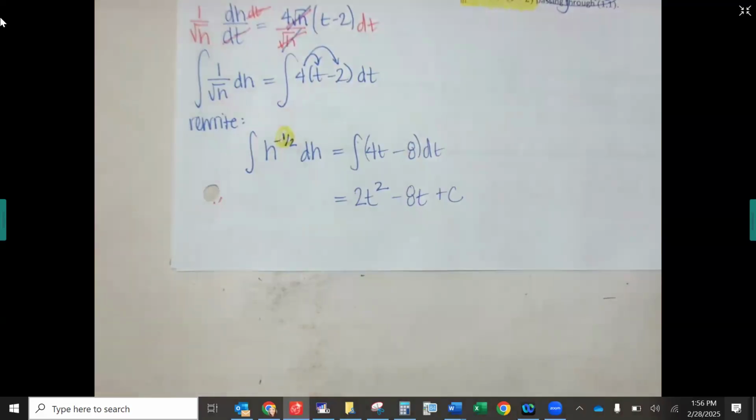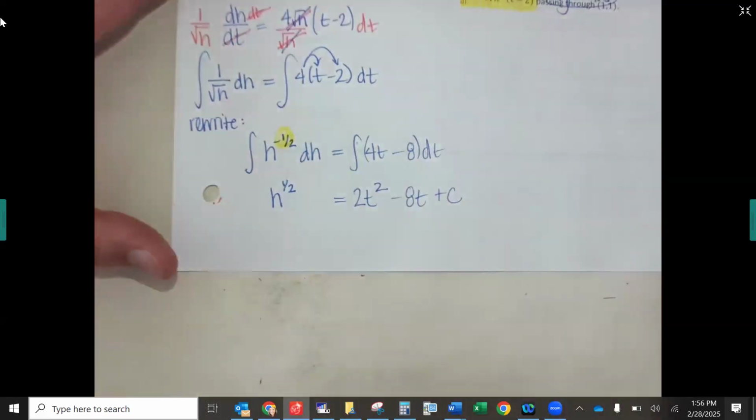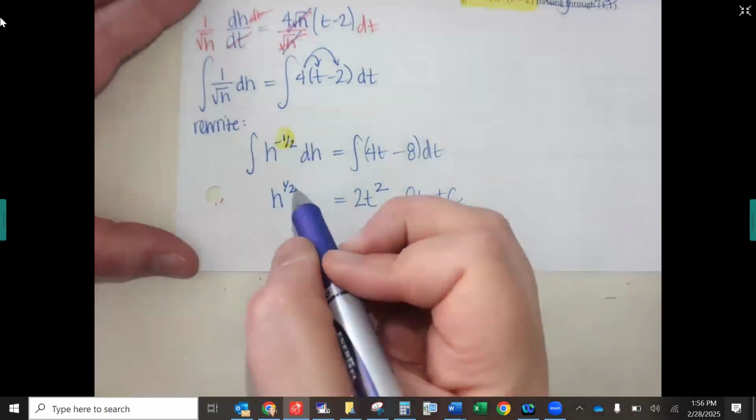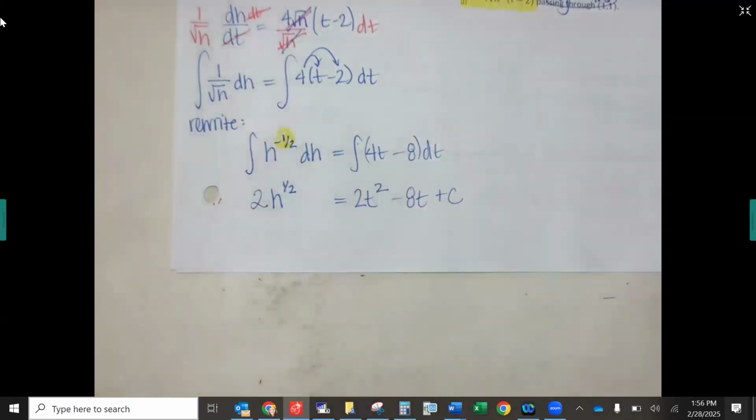From there, my h side, I have a negative 1/2 as a power, and I need to add 1 to that. What is negative 1/2 if I plus 1? Positive 1/2. Then I have to divide by positive 1/2, which is the same as if I flip it to the front, what number would I put there? 1/2 flipped is 2. Very good.